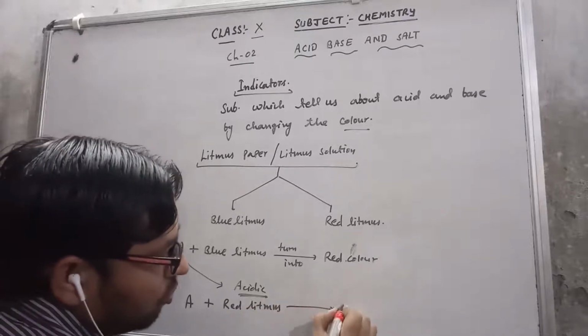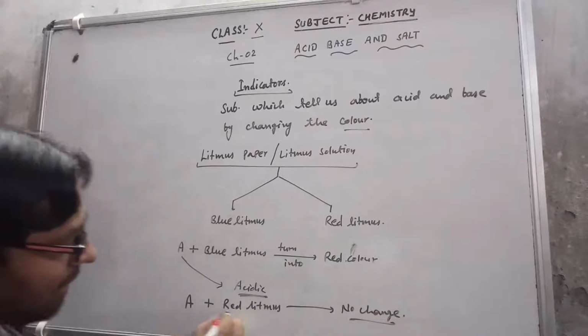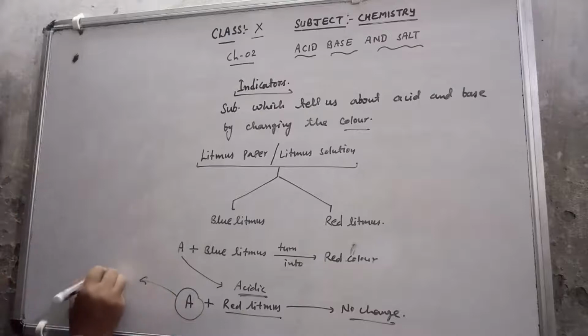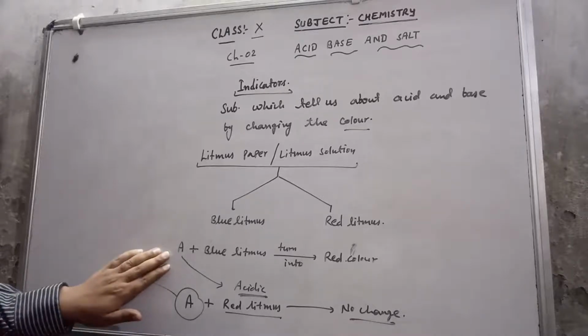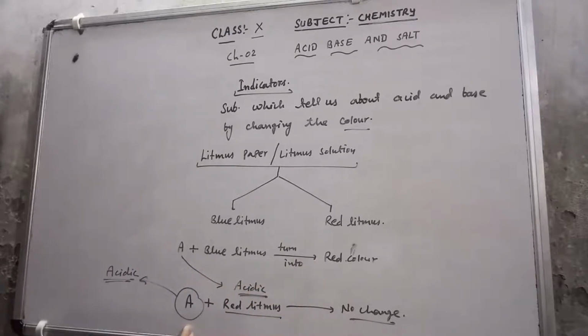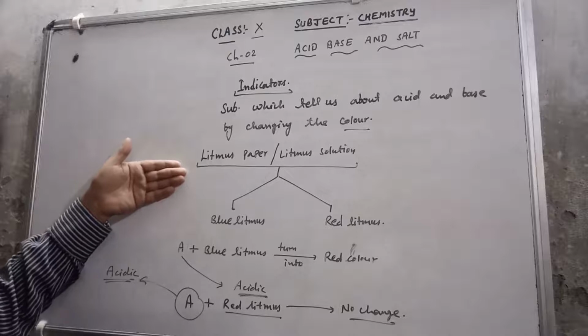If there is no change in the red litmus, then this indicates that A is acidic in nature. That means firstly an acid turns blue litmus into red, but there is no effect on red litmus. So very simple, with the help of litmus we can also give the definition of acid.